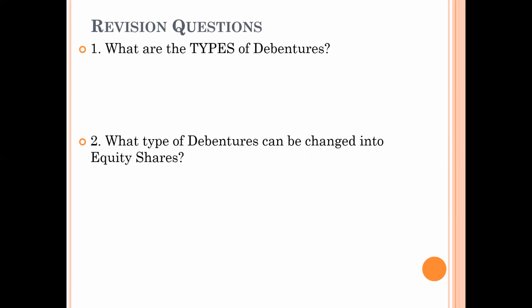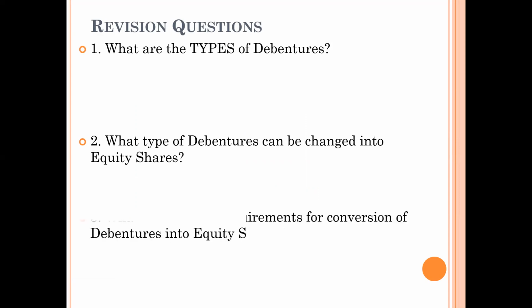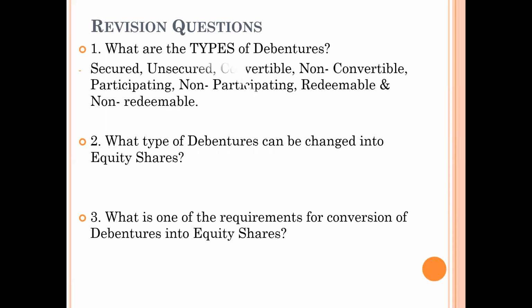Then what type of debentures can be changed into equity shares? What is one of the requirements for conversion of debentures into equity shares? So let's come to the first one. What are the different types of debentures, class? Remember the smart code CCPR. This was the smart code which I gave you all. CC stands for cumulative and non-cumulative.